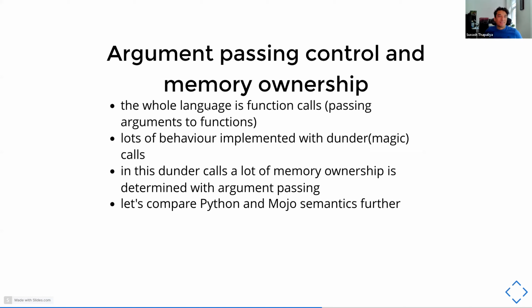So the next stuff is we will now slowly get into Mojo territory. The idea here is that we'll talk about argument passing, because almost everything in Mojo happens through passing things in arguments, and this is how you control the ownership of an object.